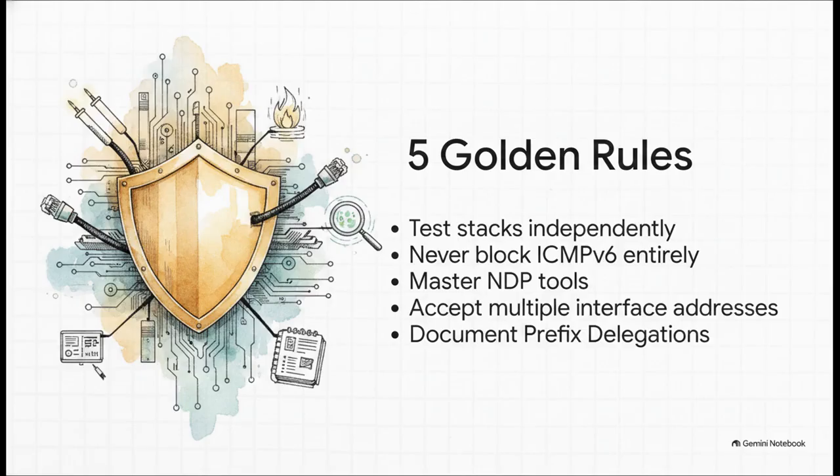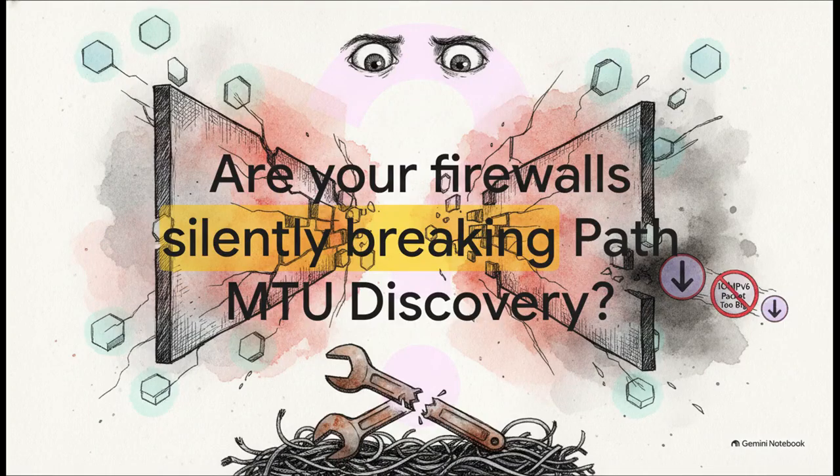static configurations. I want to leave you with a question to really chew on today. Ask yourself right now, are your current legacy firewall policies silently breaking your IPv6 network before you even finish deploying it? Are you unknowingly blocking those vital ICMPv6 packet too big messages? I highly encourage you to go audit your edge devices this week.